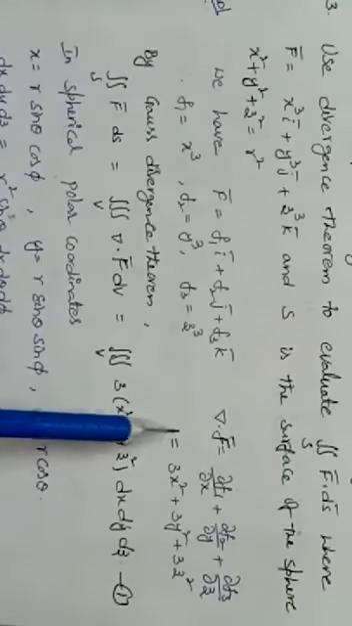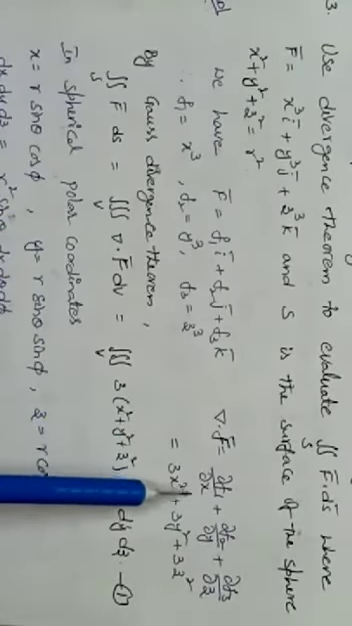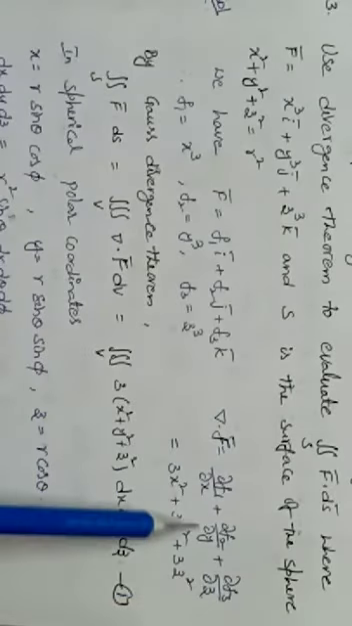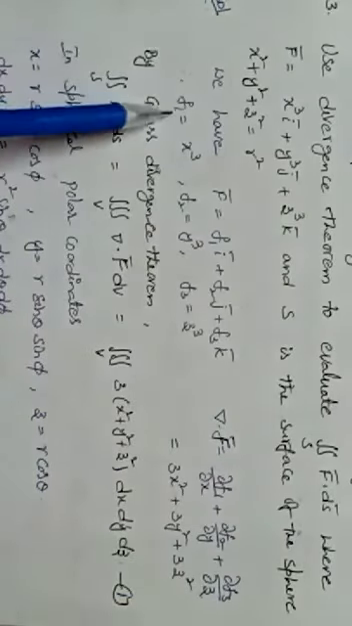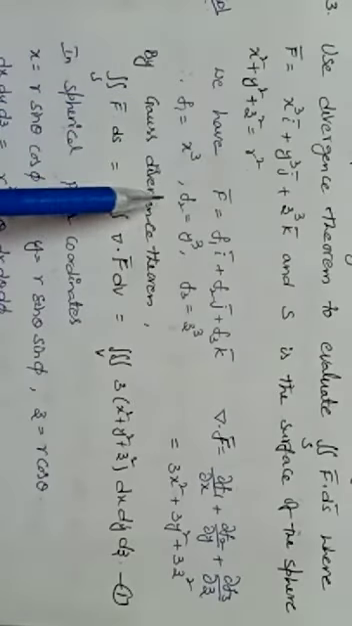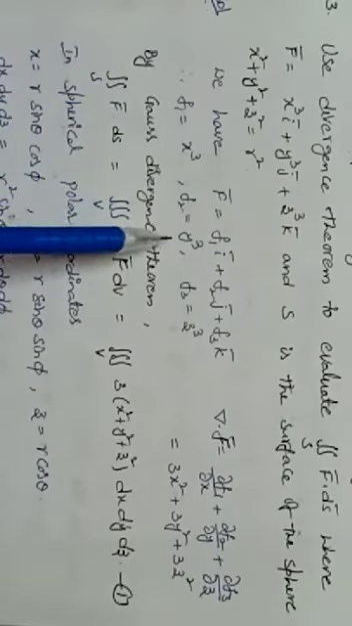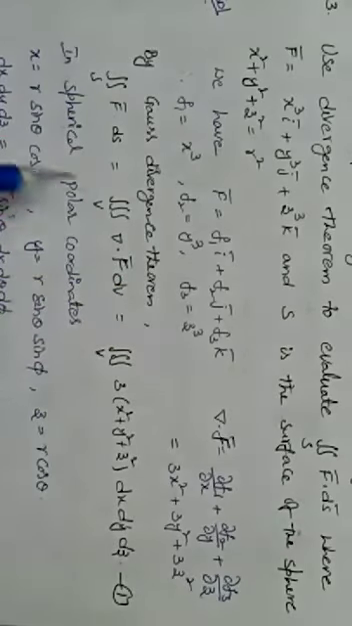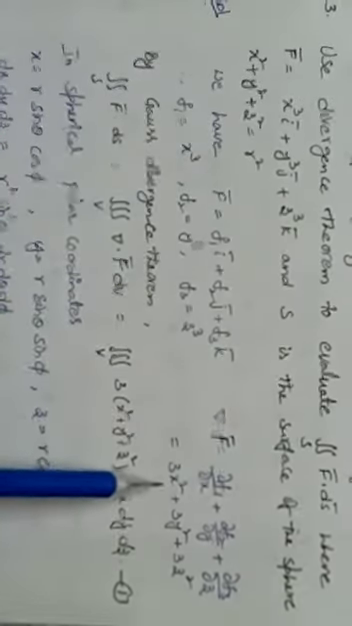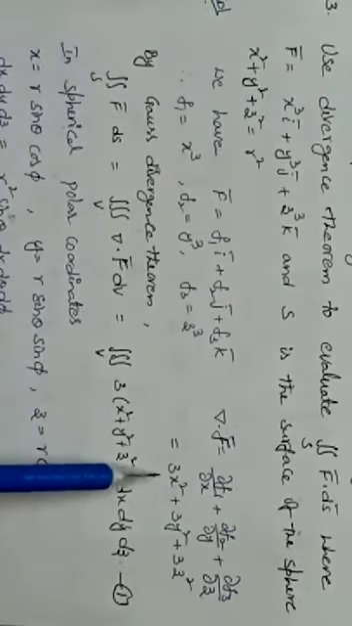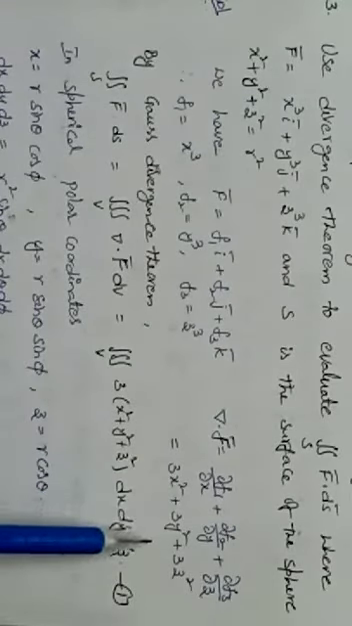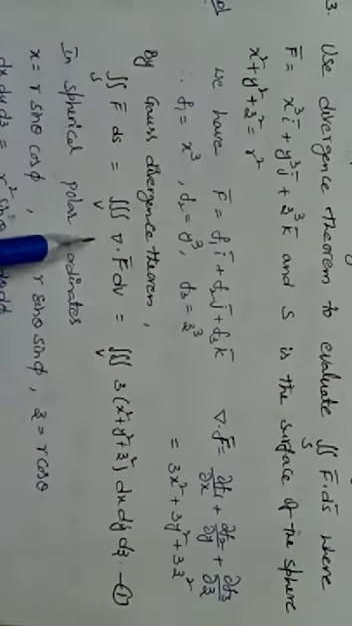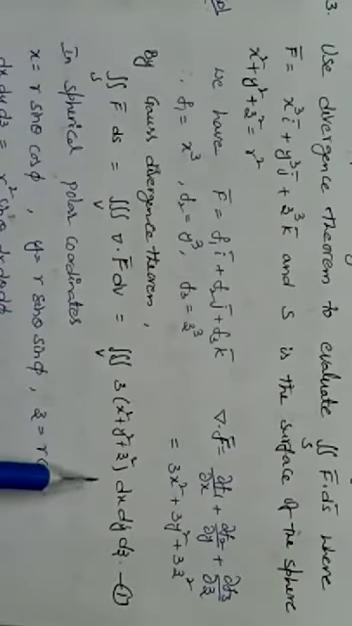So for div F bar, what is the formula? Dou F1 by dou x plus dou F2 by dou y plus dou F3 by dou z. So you have to differentiate F1 with respect to x partially, F2 with respect to y, and F3 with respect to z. By differentiating partially, you get 3 into x squared plus y squared plus z squared, that we have substituted in the divergence theorem.